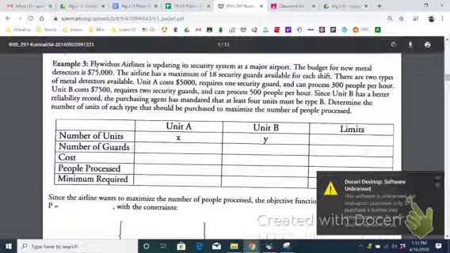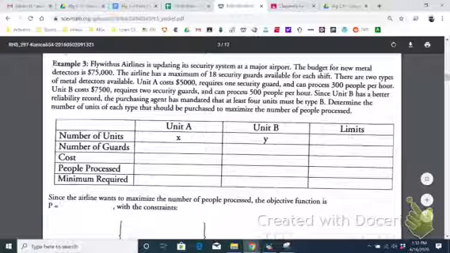It's been mandated that you need to have at least 4 of those types. Determine the number of units each type should be in order to maximize the number of people processed.